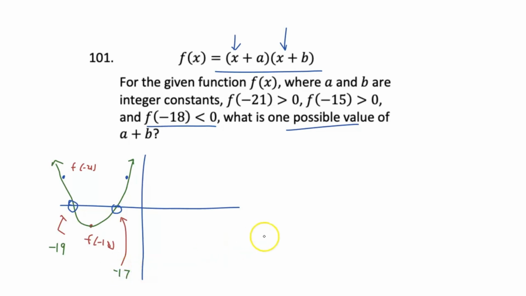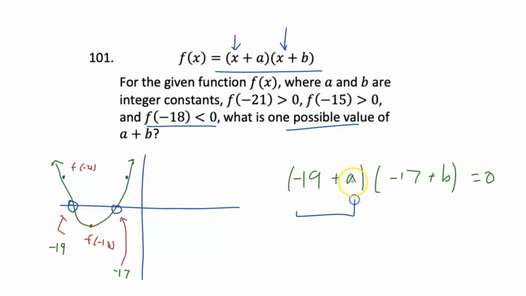So boom, now I have my x values or my solutions, but that's not a plus b. So if we plug it back in, we have x plus a times x plus b, and so we can rewrite this with the roots. It would be negative 19 plus a multiplied by x plus, not x, negative 17, because that was our other root, plus b. And then we can set this equal to 0 for each of our solutions. And so this part right here, a will be equal to 19, and b will be equal to 17. And so 19 plus 17 is equal to 36.